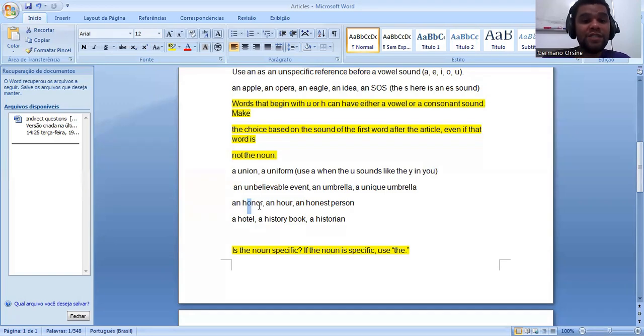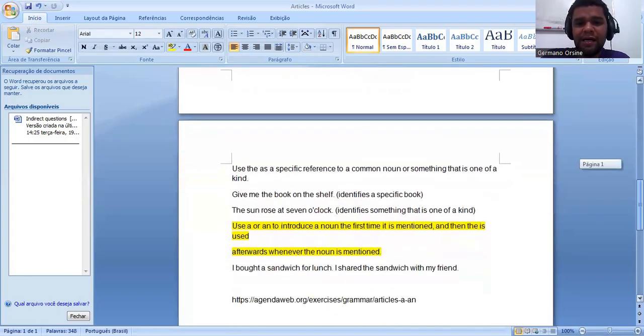But look, hotel, history, historian. In this case, the H sound is being pronounced and it's considered a consonant sound. So that's why we have to use a hotel, a history book, a historian. So far we have just talked about indefinite articles. Now let's take a look at the definite article, the, and it's used to talk about something specific. If the noun is specific, we use the.